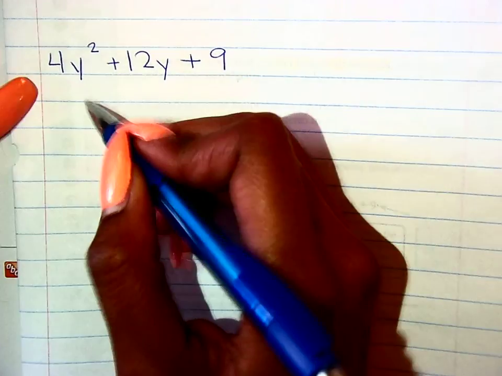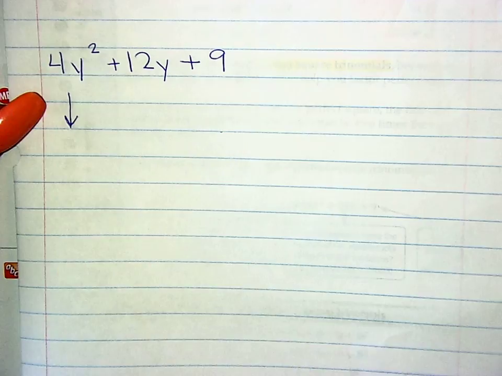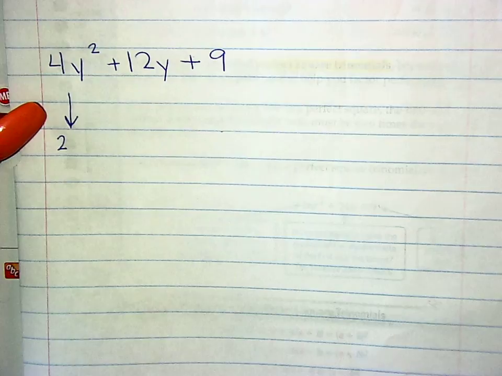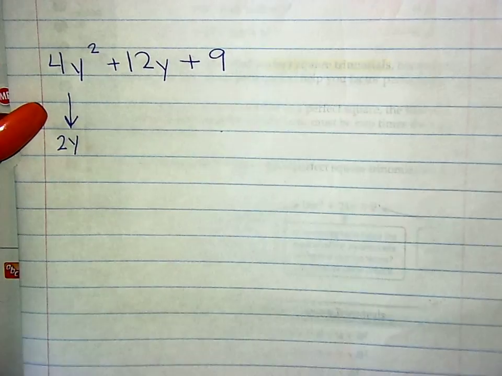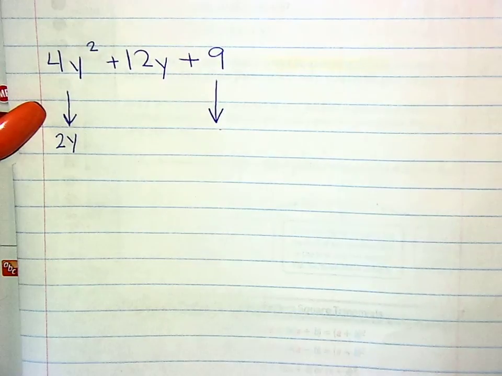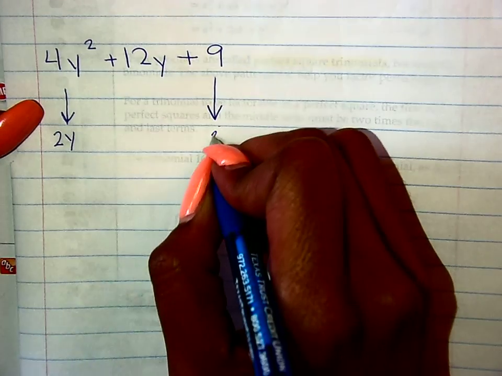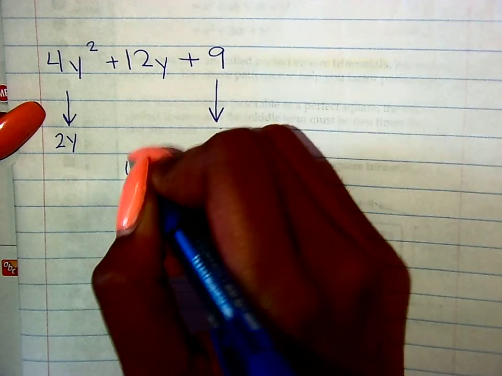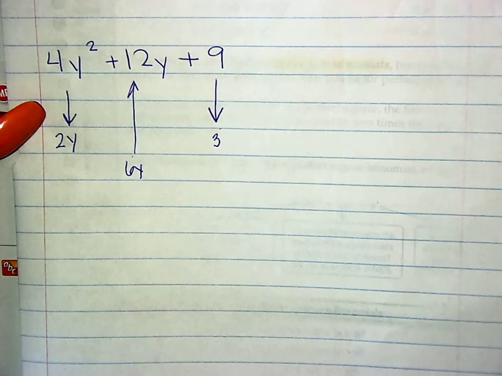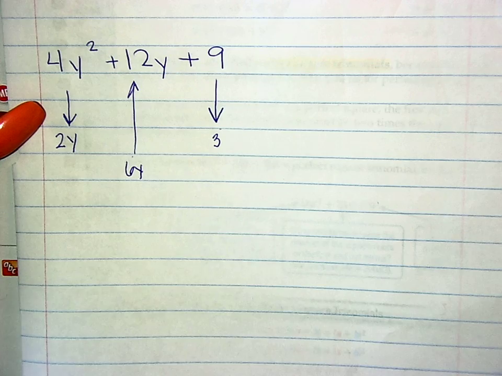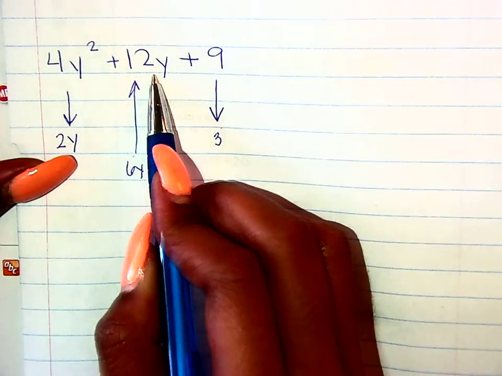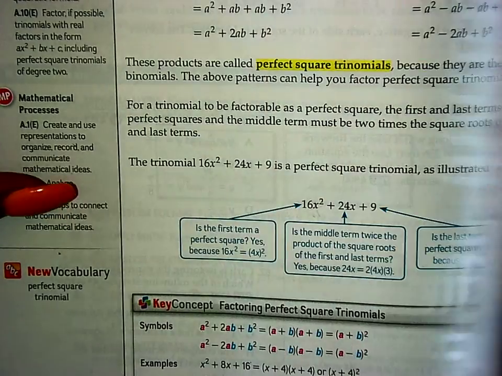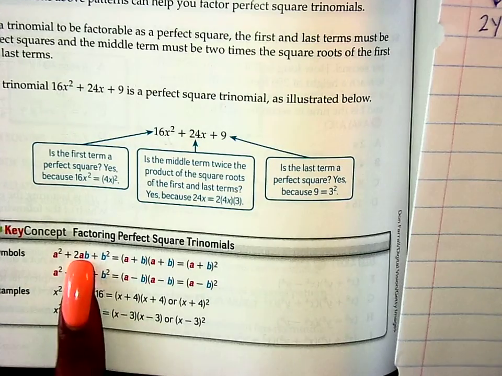Okay, so the first thing we got to check is the first term. Is that a perfect square? What's the square root of 4? What's the square root of y squared? Good. Is 9 a perfect square? What's the square root of 9? Now what's 2 times 2y times 3? Is this middle term twice that? It is, because 2 times 6y is 12y. So is this a perfect square trinomial? Yes.